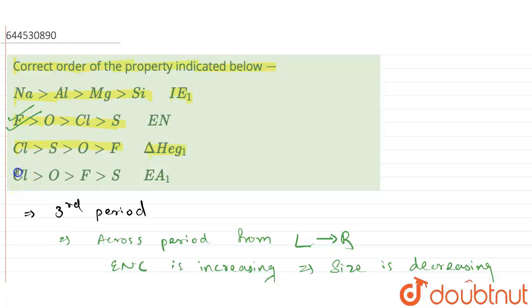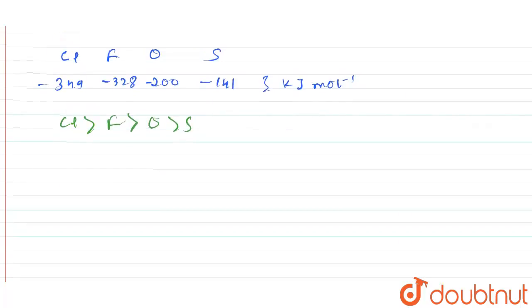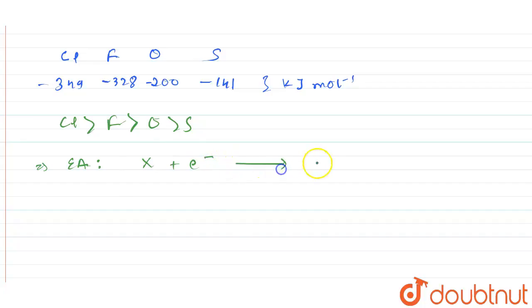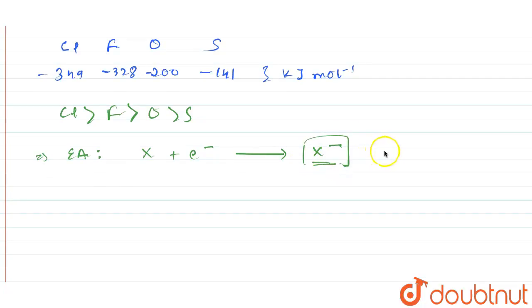The final option, that is ClOFS, the electron affinity value. What happens in the electron affinity? It is the energy released when an electron is added to an atom. If you see a neutral atom over here, now I'm adding an electron. X minus is the negative ion, and the energy which is released is known as your electron affinity, and this electron affinity is dependent upon the size. If size is more, this will imply that electron affinity will be less.